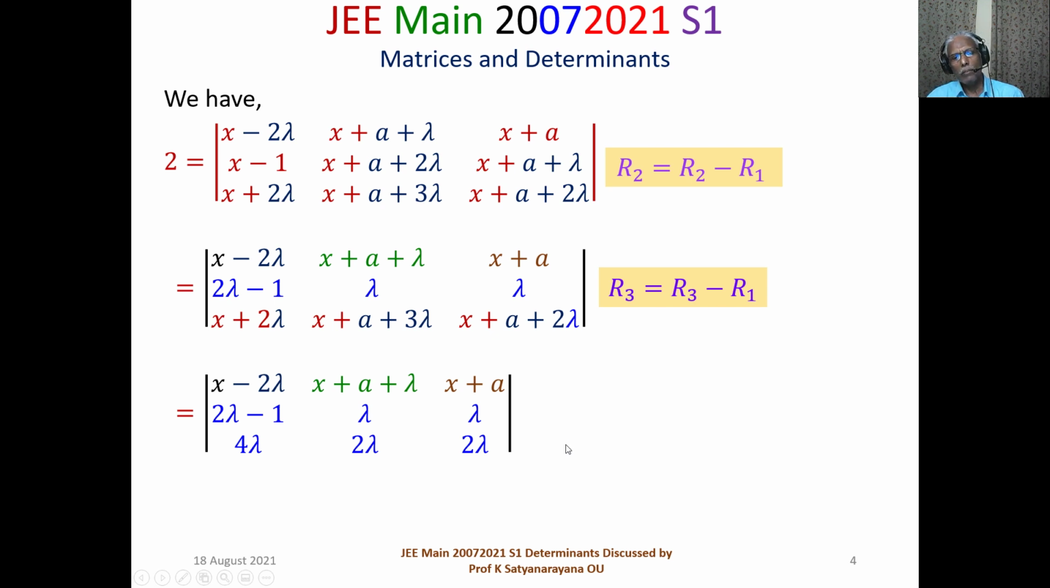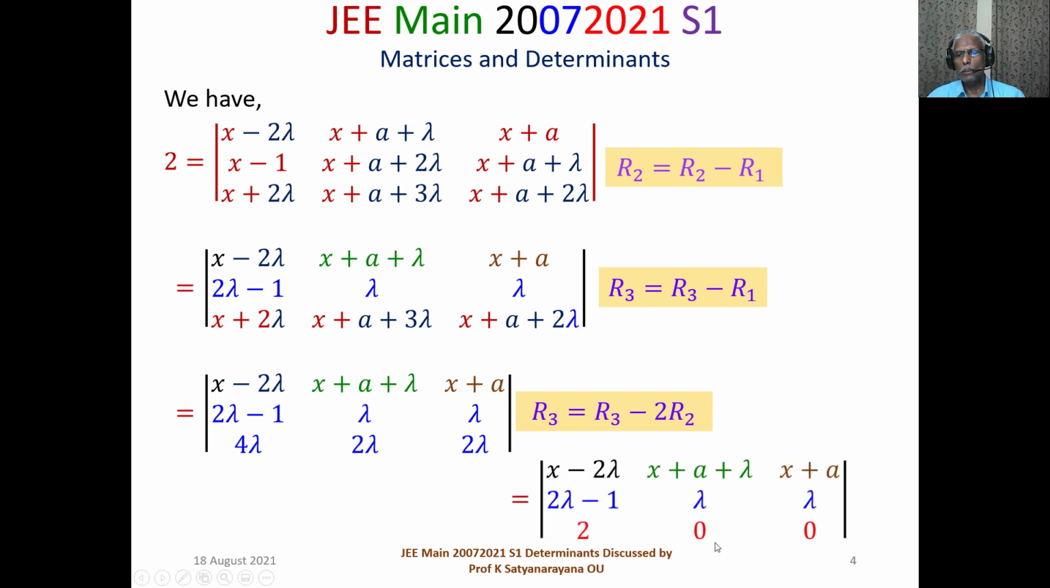So now what I will do is from the third row subtract 2 times the second row. Then 2 lambda minus 2 lambda is 0, 2 lambda minus 2 lambda will be 0, and accordingly you'll get 4 lambda minus 2 times 2 lambda minus 1, you will get plus 2. So subtract 2 times R2 from R3. The equation is R3 is equal to R3 minus 2R2, and if you do it, you will get 2, 0, 0. And take it to the next slide. The determinant is equal to this.